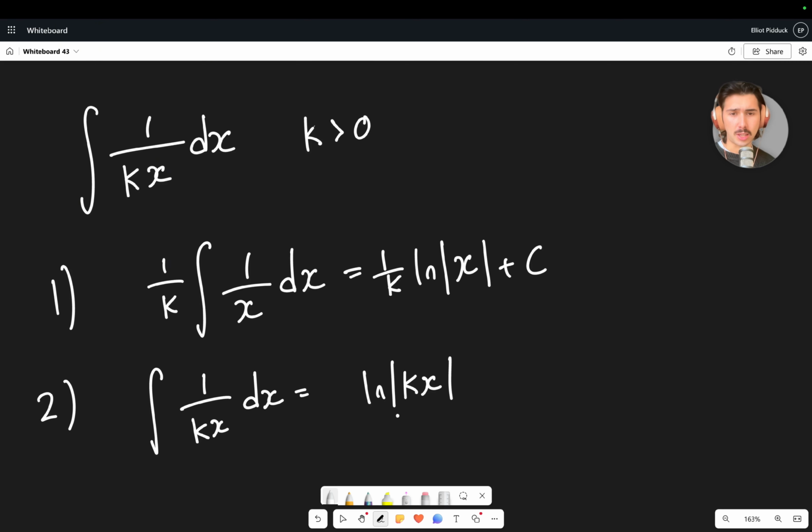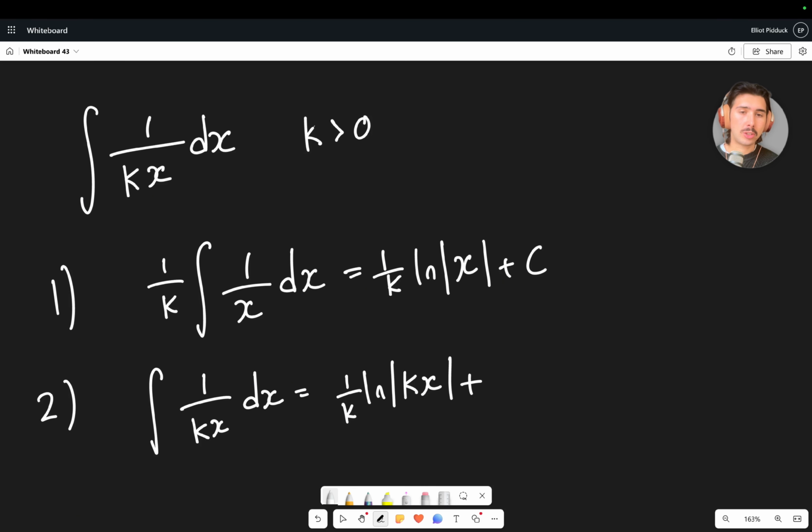When you differentiate the natural log of kx, you will get k over kx, and the k's cancel each other out, leaving you with just 1 over x. But we don't have 1 over x, we have 1 over kx. So there should be a 1 over k out here in order to account for that. Now if you differentiate this, you'll get the same thing, but with this extra 1 over k, which will give you what we originally were trying to integrate. But of course, we need our plus c.